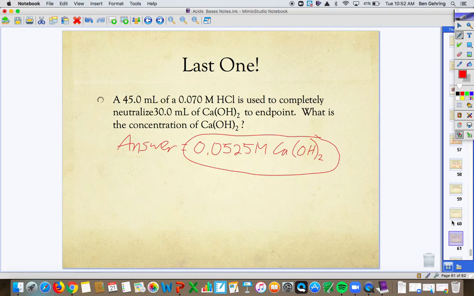And I came out to a concentration of 0.0525 molar calcium hydroxide. If you got something different than that, please let me know. I'll double check mine. You can double check yours. But that's what I came out to, so hopefully we matched there.